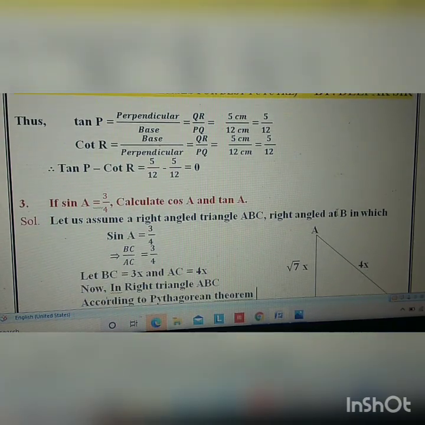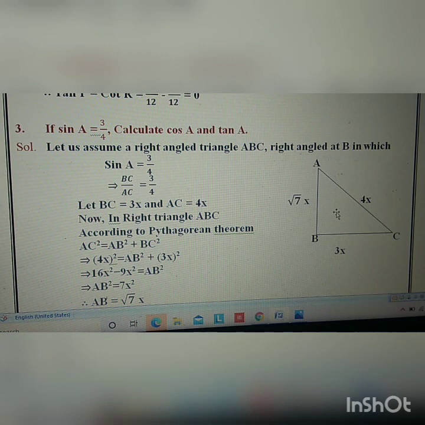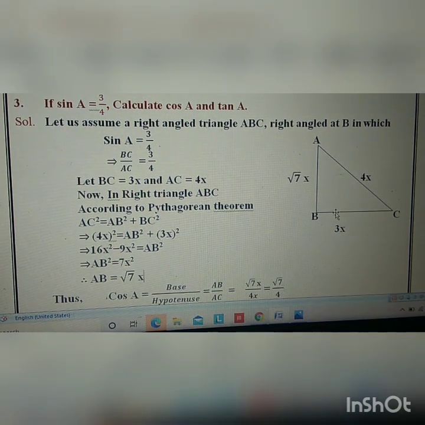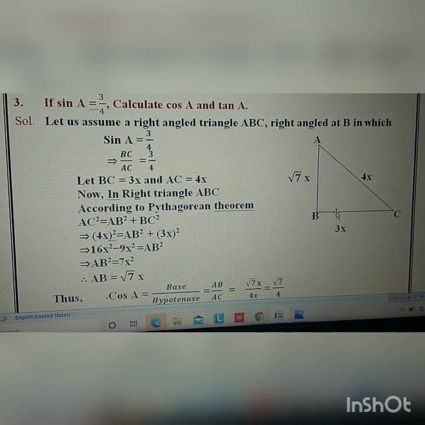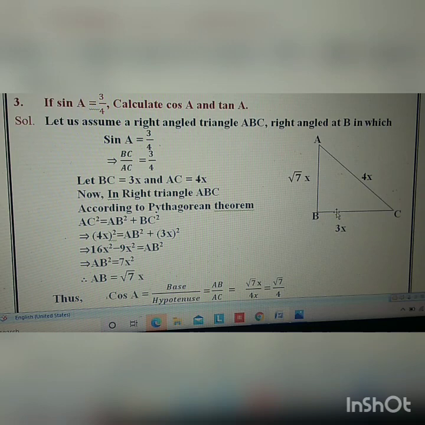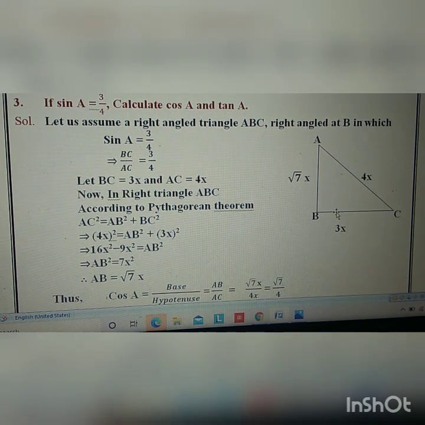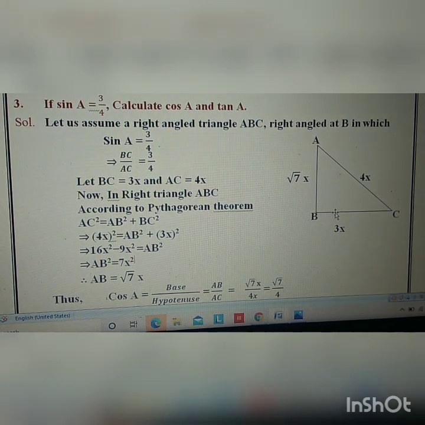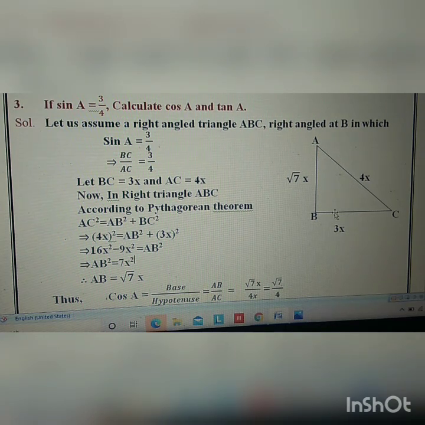Now let's move towards question number 3. In question number 3, we are given that in a triangle sin A is equal to 3/4, and we have to calculate the value of cos A and tan A. Since sin A is equal to 3/4, there would be a right triangle. So let us consider a right triangle in which angle B is 90 and sin A is 3/4.